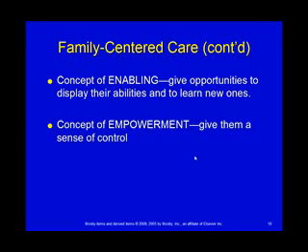And this is done through enabling and empowerment. So by enabling the family, we give them the ability to learn what they need to learn to care for their child. Empowerment is we give them a sense of control, that we've taught them how to do the care, and now they also feel like they can do it, and they can be the advocate for their child, and they can provide the care their child needs.